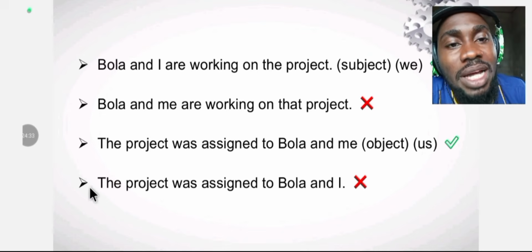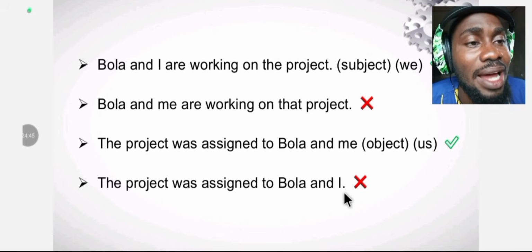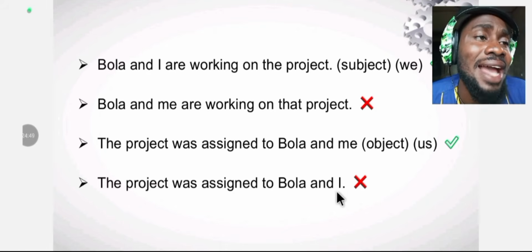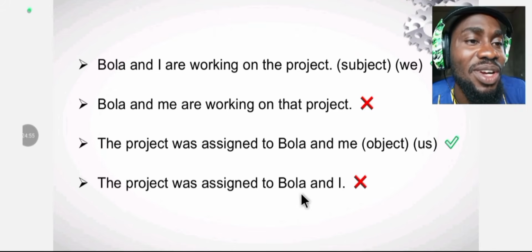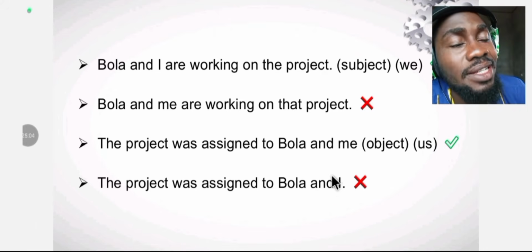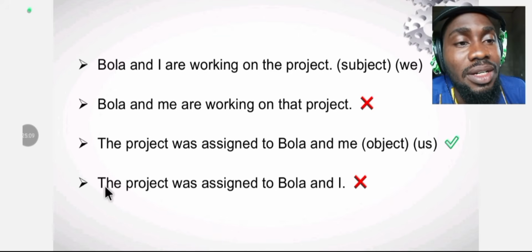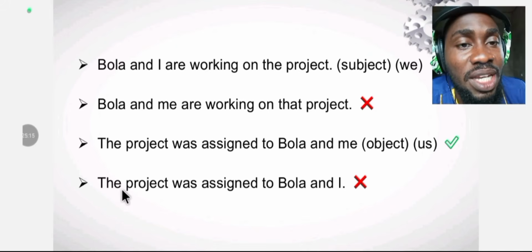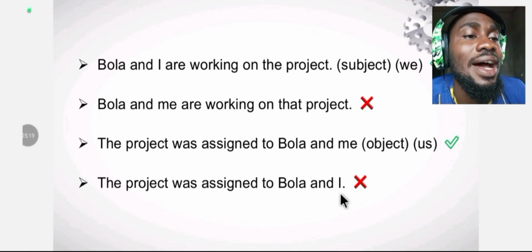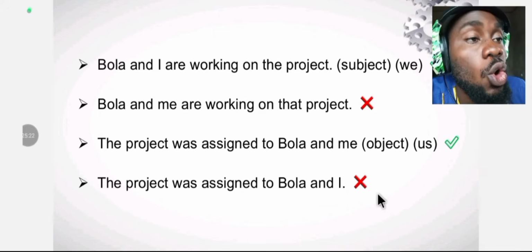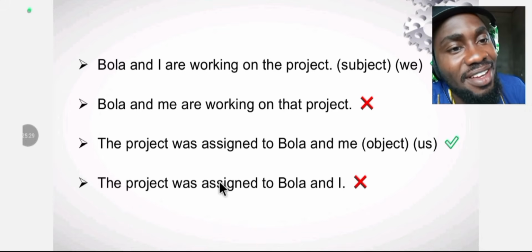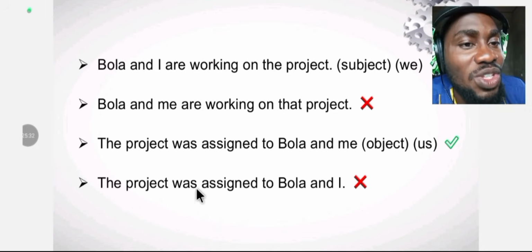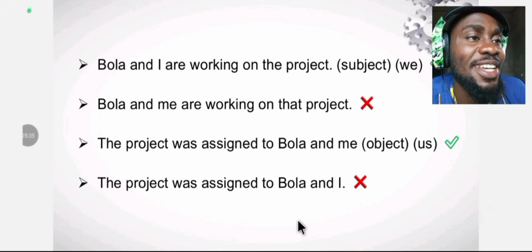Correct. Let's look at the next example we have here. "The project was assigned to Bola and I." Wrong. Why is it wrong? Because I is supposed to be on the subject position, and we are having it on the object position here, making this wrong. Even Bola can also be on the subject position, but I is supposed to be on the subject position. So if you want to make this statement correct, it is supposed to be "the project was assigned to Bola and me." Object position, on the right hand side of the verb. What is the verb here? The verb is was. Okay, was is the verb, assigned is also a verb. Okay, moving on to the next.